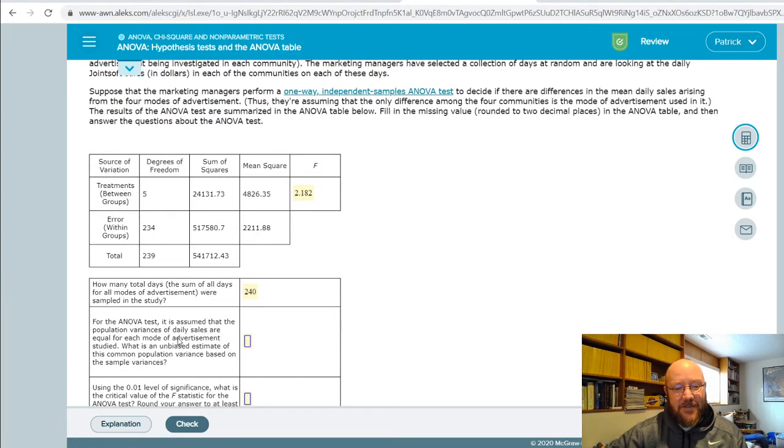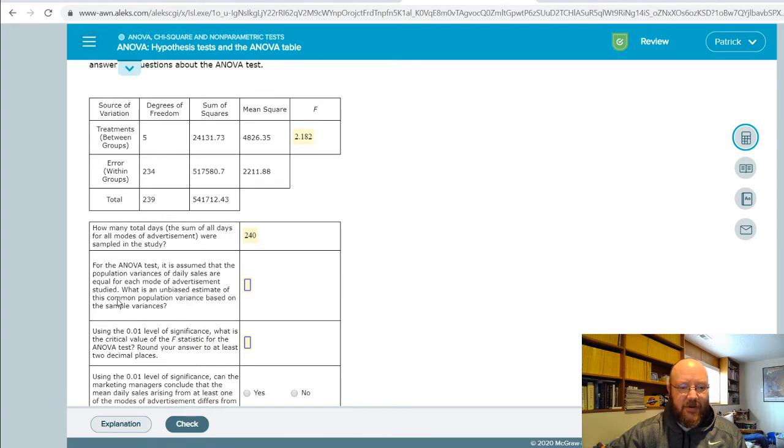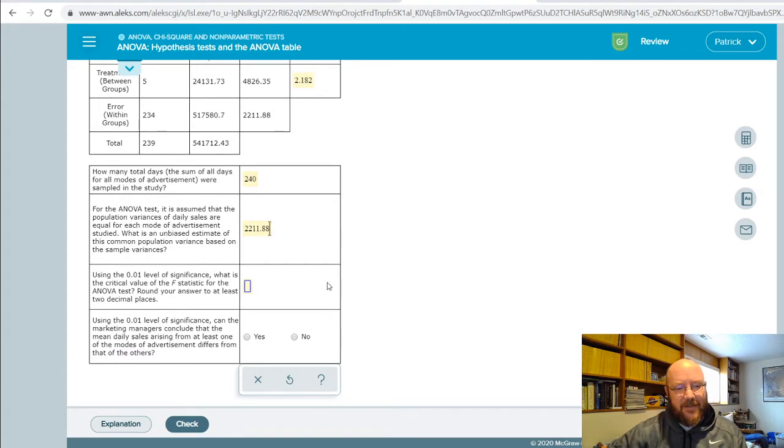For the ANOVA test, it's assumed that the population variance of daily sales are equal to each mode of advertisement studied. What is the unbiased estimate of the common population variance based upon sample variance? Well, we know that common population variance based upon sample variance is calculated as mean square error. And so that's going to be this guy right here. And if you did that problem where you had to calculate these, that should be pretty apparent, because you're actually using sample variance. Remember where we pooled it and then found the mean of that? That is what that is right there, okay?